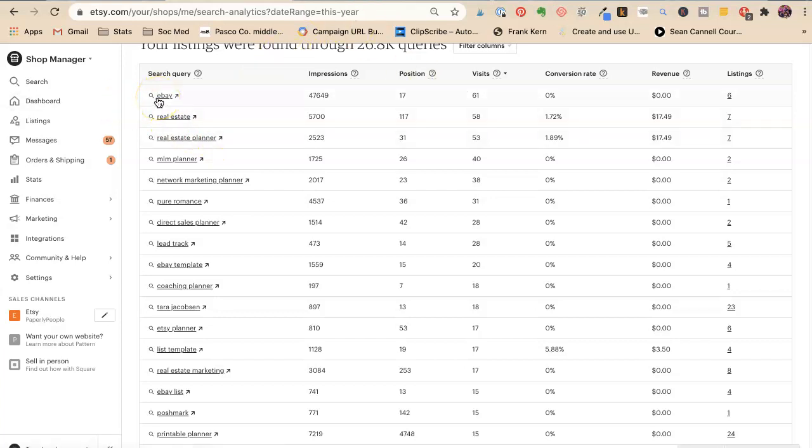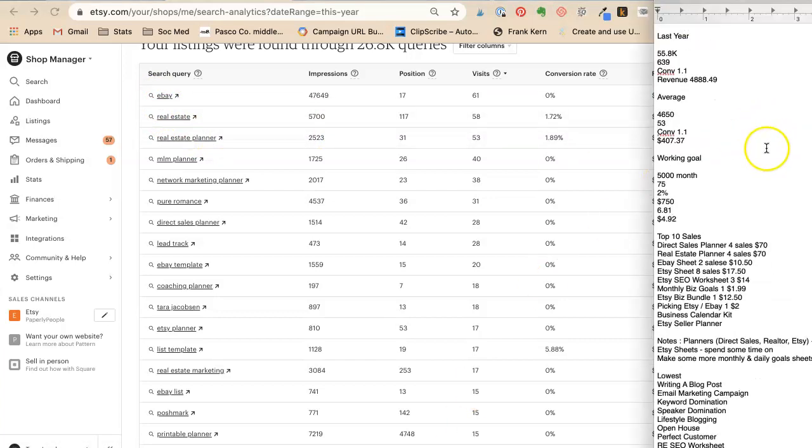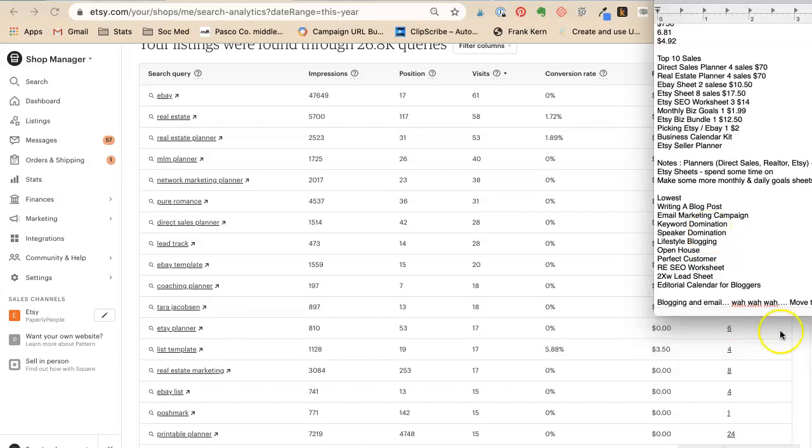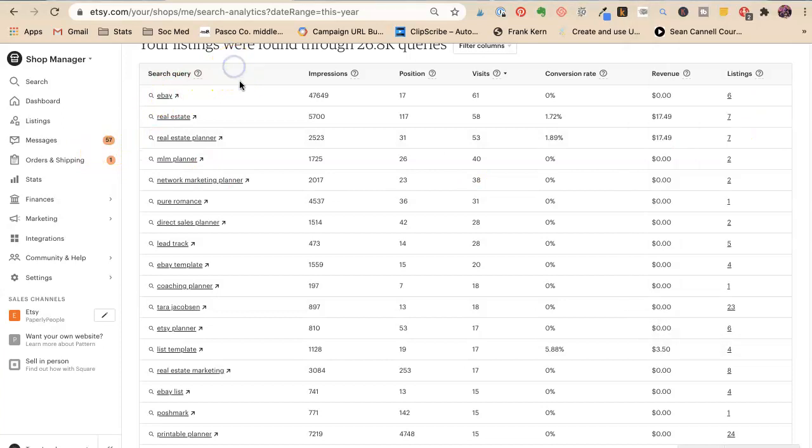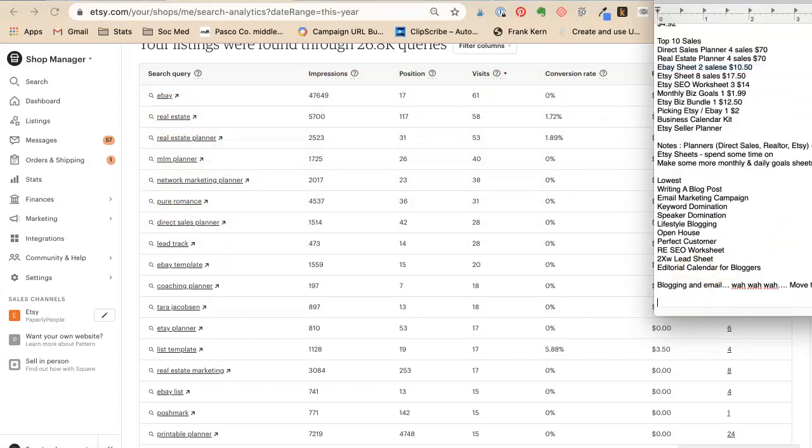And so eBay is a good one. I need to start making notes about what I want to really think about, okay? So eBay, I only have one eBay listing, right? The eBay sheet made $10.50. So it looks like there are a lot of questions about eBay that I'm not answering for them. Now, does that mean I'm going to make a product? I'm going to call this potential products. And we're going to put this on the worksheet that I'm making for myself.